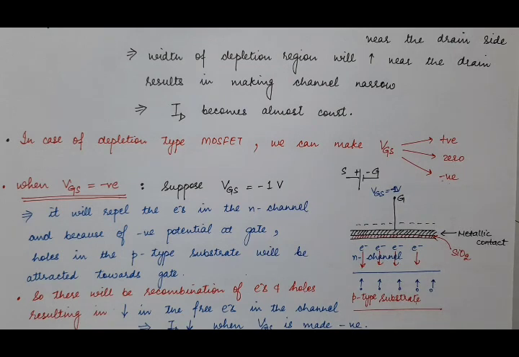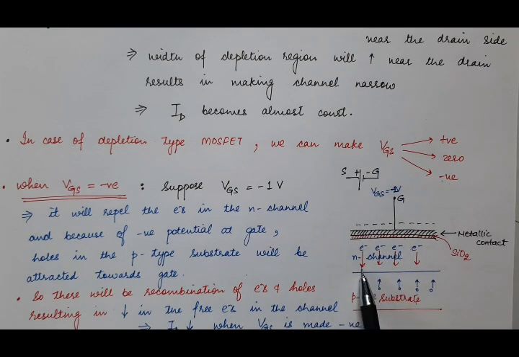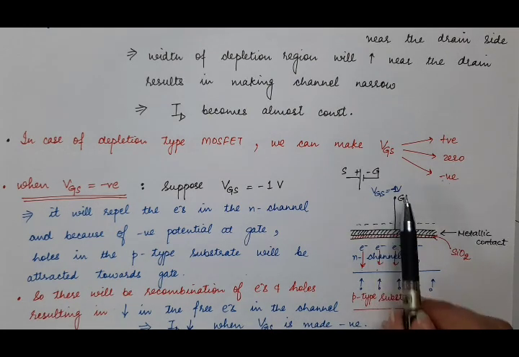And what will happen? It will result in the recombination of these electrons and holes, and we all know that when electron and hole recombine, they neutralize each other. It means here in this n channel, the number of charge carriers will decrease, because they are recombining with holes. So the number of charge carriers in the n channel will decrease, resulting in a decrease in the drain current. So drain current decreases when VGS is made negative.